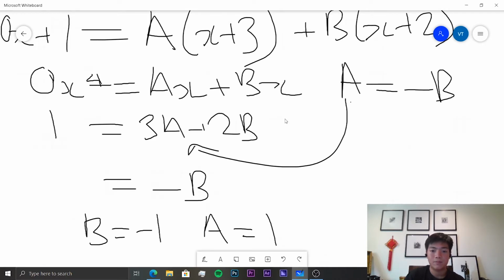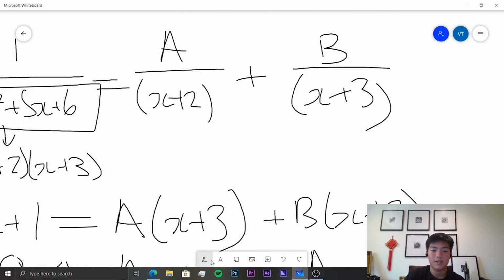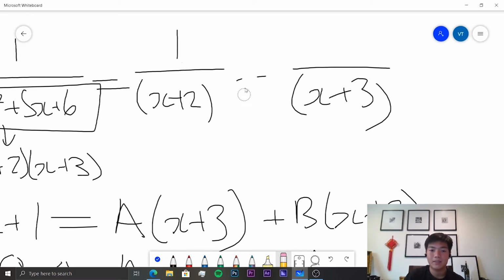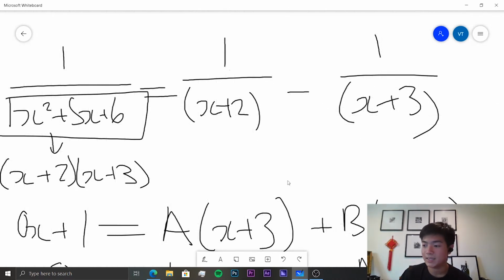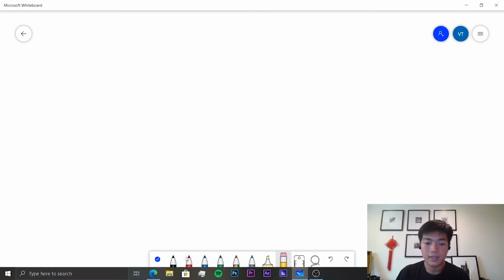And so therefore, our final answer should be that 1 over x squared plus 5x plus 6 is equal to 1 over x plus 2 minus 1 over x plus 3. And you can check this graphically if you punch this into your graphical calculator. If you graph this side of the equation, and if you graph this side of the equation, they would be the exact same. Okay, so let's move on to the next question.